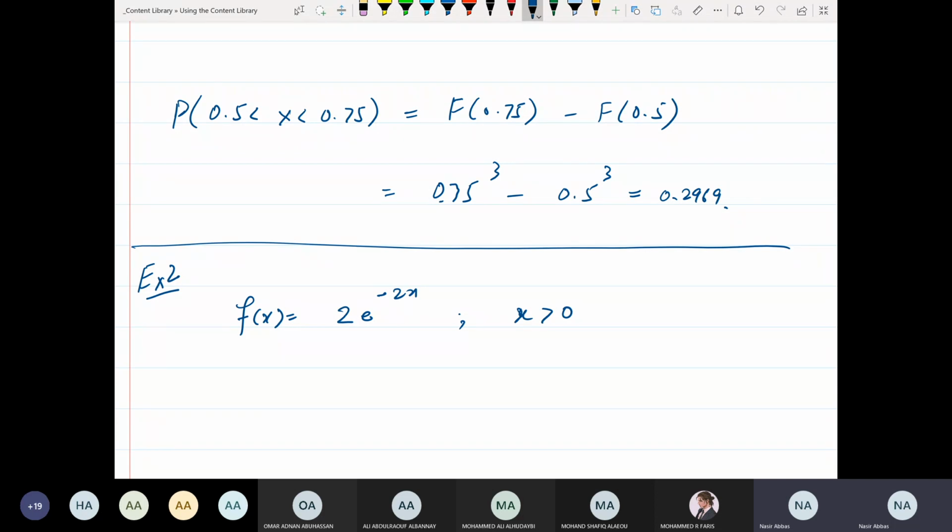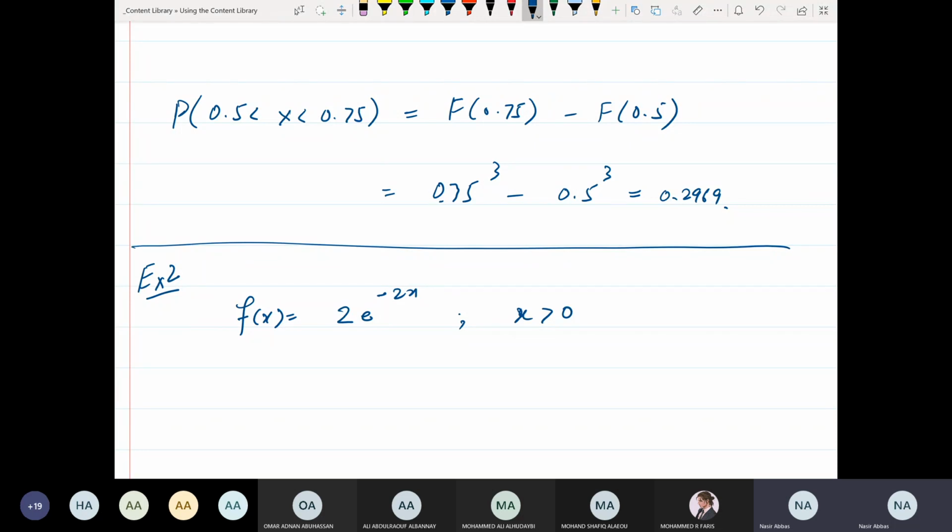So if you put anything in this function where x is greater than 0, put positive values in the function. Put 0, put 0.001, put 99, put 999, put 1 million. Does this function go negative? 2 multiplied by e to the power minus something. This function will never go negative. So first condition, the function should be non-negative.